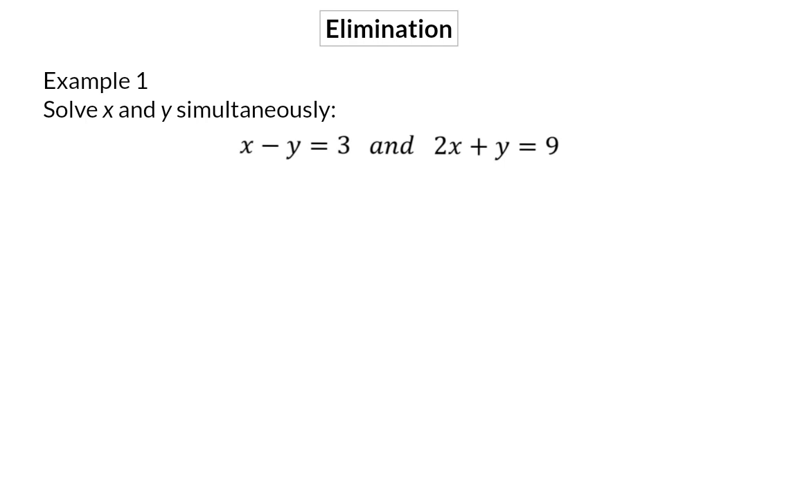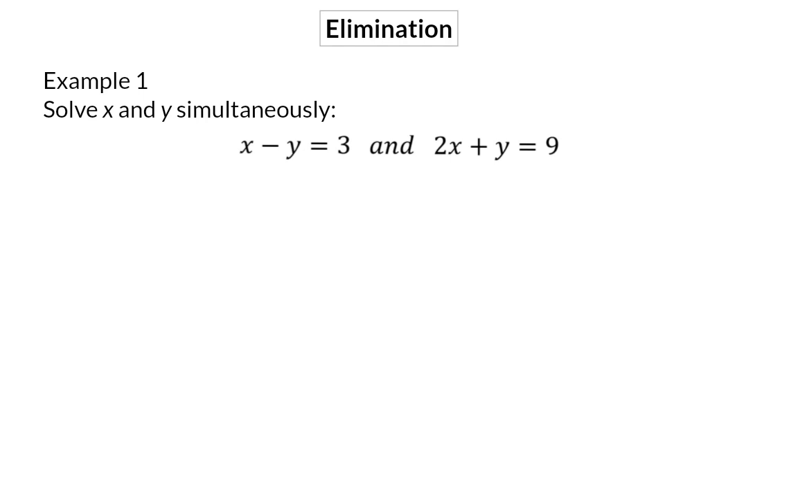We are going to have a look at two different approaches to solving simultaneous equations, and in this video we're going to focus on elimination. Example 1. Solve x and y simultaneously. With the elimination method, we are going to aim to eliminate either the x's or the y's in these equations so that we can then solve the other variable. To eliminate a variable, that variable's coefficient should be the same in both the equations.